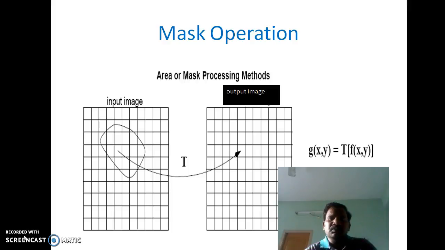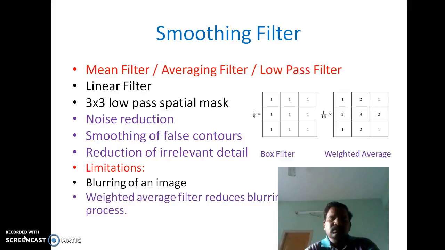This slide shows the input image and the output image, and the transformation expression g(x,y) = T[f(x,y)], where T is the operation which is performed on the neighborhood of the selected pixel present in the input image. After the operation, the value replaces the pixel in the processed image.